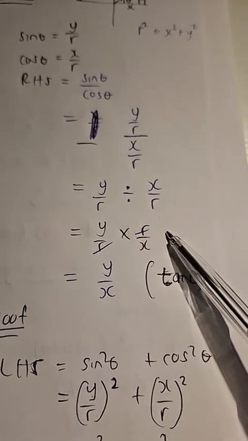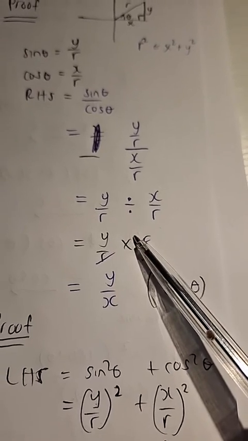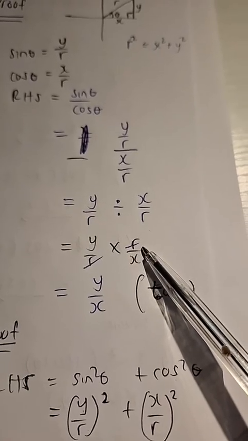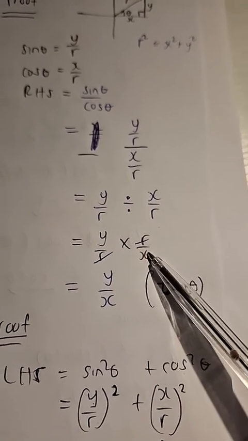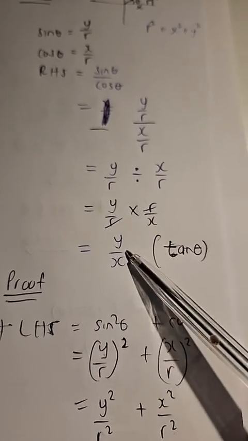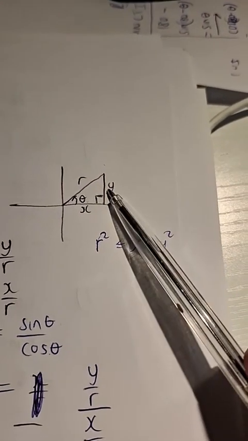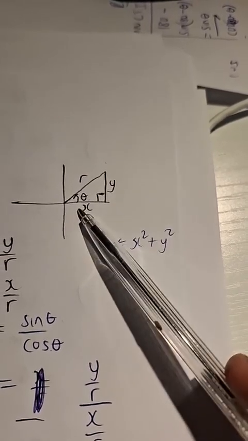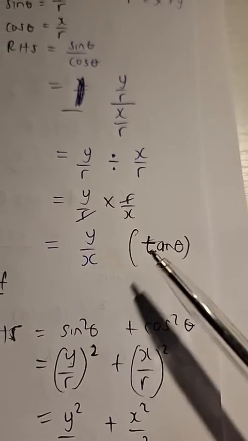It's the inverse. Since we change divide to multiply, which is the inverse operation, the second fraction does the same thing. X over r becomes r over x. Then these two cancel. I'm left with y over x. But we know that y over x, if we go back to the diagram, is opposite over adjacent, which means it's tan theta. Okay.